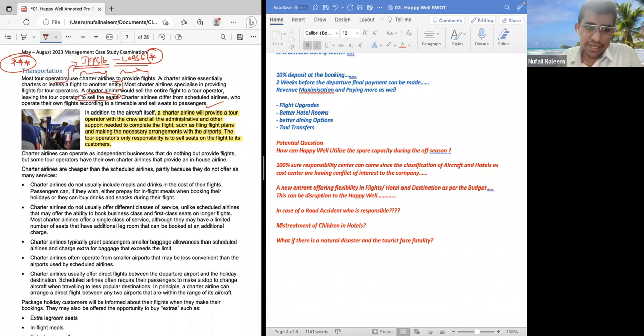Charter airlines can operate as an independent business that does nothing but provide flights. And some tour operators have their own charter airlines that provide in-house airline service.